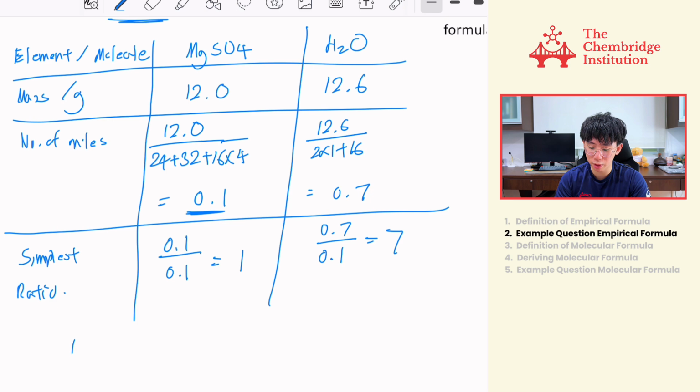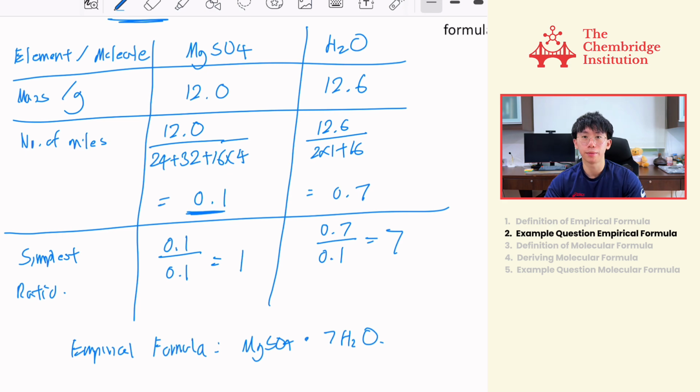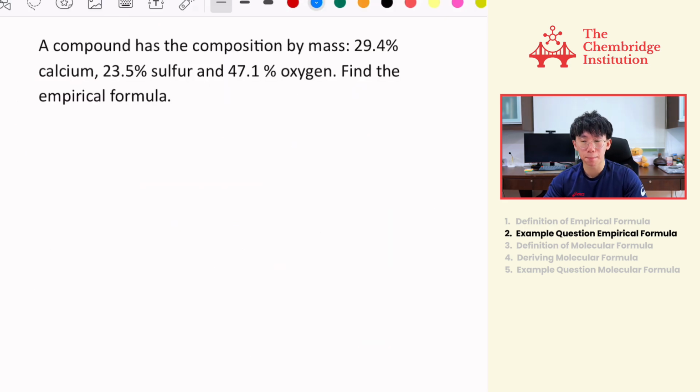Okay, so from here we can conclude that the empirical formula for this whole molecule is MgSO4·7H2O. There we go. Okay, let's take a look at another example, right?